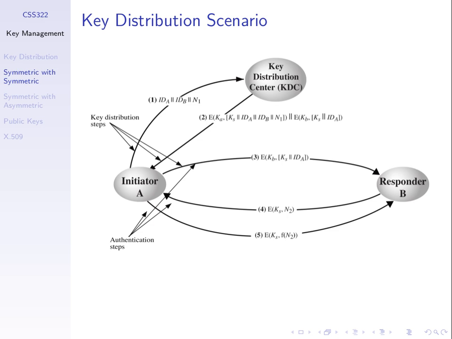Note that the KDC doesn't send the session key direct to B in this case. It doesn't need to. To cut down on messages, there's one message to KDC saying, I want a session key to B. KDC responds, here it is, here's the session key. And A forwards on the part of that message that contains the session key that B can decrypt. So as a result of message 3 being received, B has KS, and previously from message 2, A has KS. They have the session key.